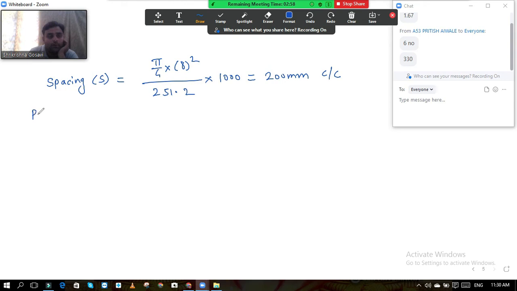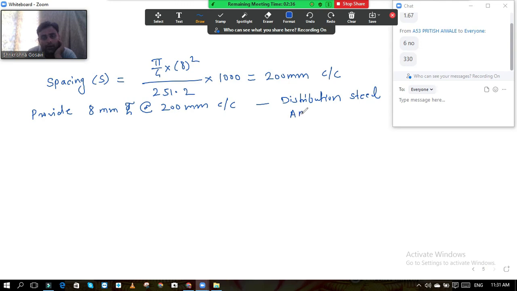So I will write here: provide 8 mm diameter bar about 200 mm center to center. So this is your distribution steel, and distribution steel is common for both the flights, for AB and BC. Okay, so now this is the distribution steel. Now the last thing is that we need to draw the reinforcement details. So we will draw the reinforcement details now.